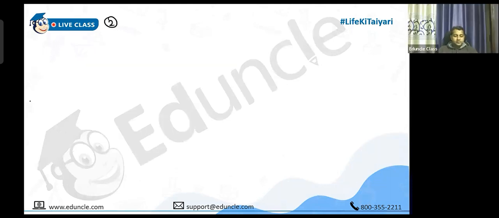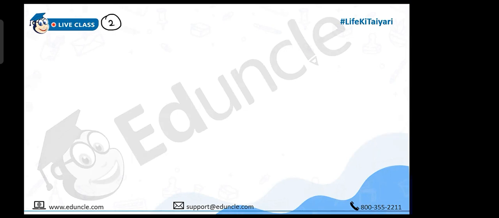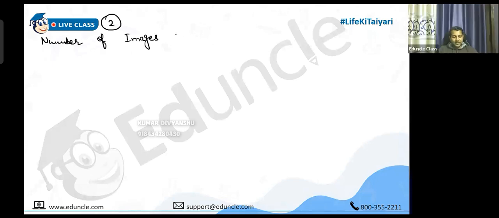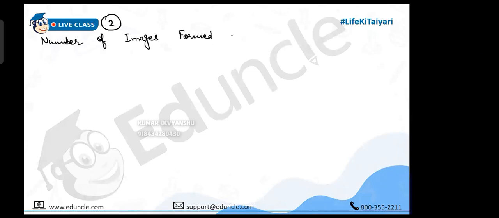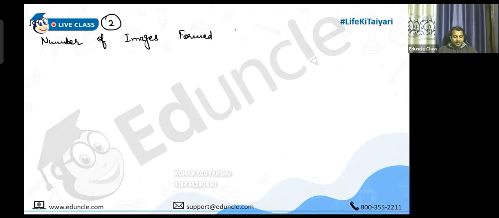Now, sometimes when you visit the barber shop, you might have noticed that you see a number of images of yourself when you are having a haircut. Have you ever observed that? Why does that happen? Due to multiple reflections. Those two mirrors are normally placed parallel to each other so that there are multiple reflections.